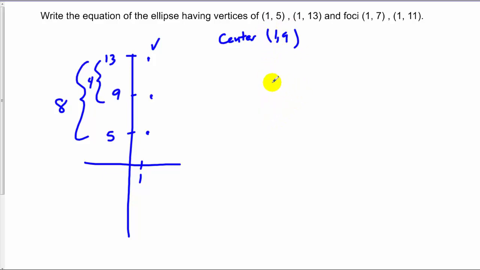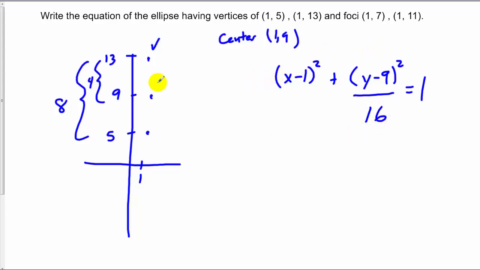I can begin to write my equation. Let's do that. I have x minus 1 quantity squared plus y minus 9 quantity squared equals 1. My biggest denominator is going to be under my y term, and that's going to be the length to the vertices squared, so this would be 16 here. All I need to do is find my b value, but I don't really have that yet. I have a focal length, so from the center out is going to be my focal length, and I know I have a focus value at 1, 7 and 1, 11, which means my c value is equal to 2.